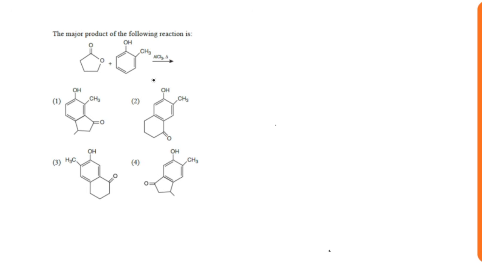Whenever you look at the reactions, first try to identify what are the reactants and the reaction conditions given. For example, for the given reaction, the reactant molecule here is a cyclic ester, nothing but a lactone molecule, a 5-membered lactone molecule. What about this? It's a methyl phenol, nothing but orthocresol, and it is treated with aluminum chloride under heating condition.